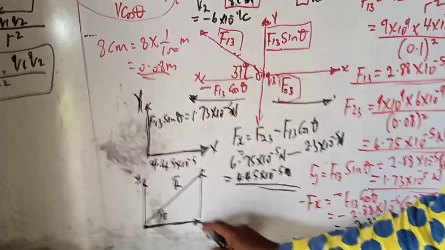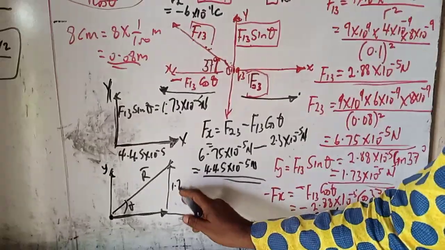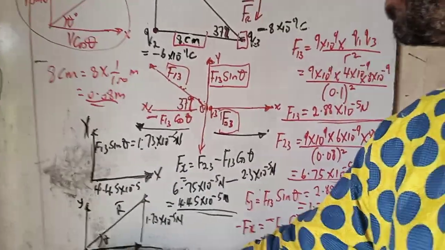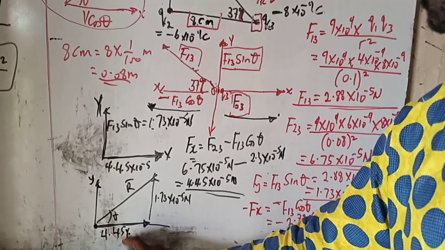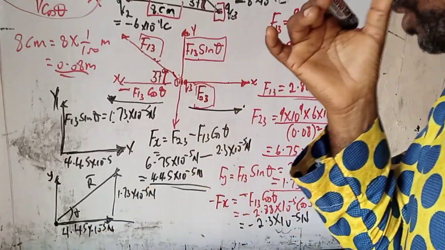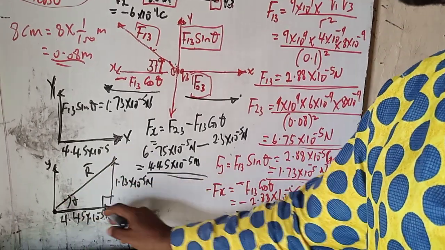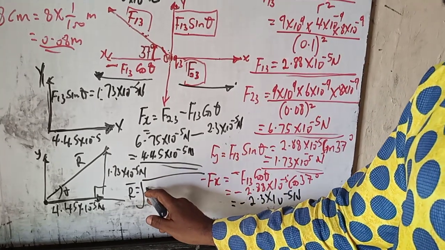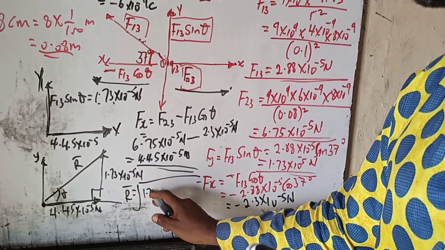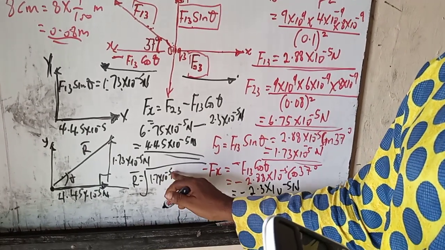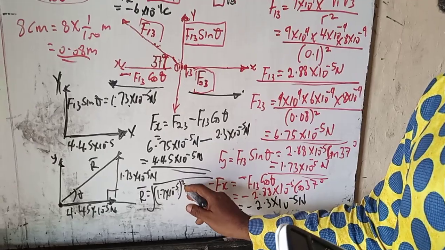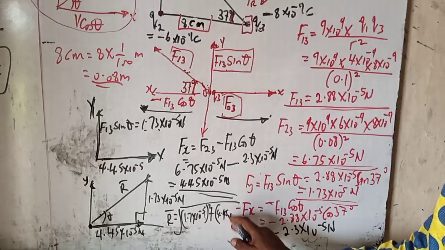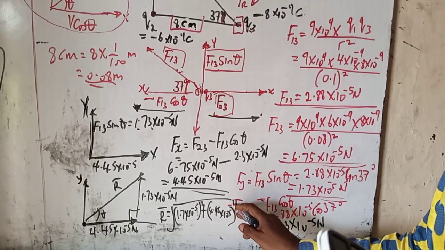So the vertical side of this force is 1.73 times 10 raised to minus 5 Newton. The horizontal side of it is 4.45 times 10 raised to minus 5 Newton. Because we have a right angle triangle, using the Pythagoras theorem, R will be the square root of the vertical squared, 1.73 times 10 raised to the power minus 5 Newton, we square it, plus the horizontal squared, that's 4.45 times 10 raised to the power minus 5, squared.